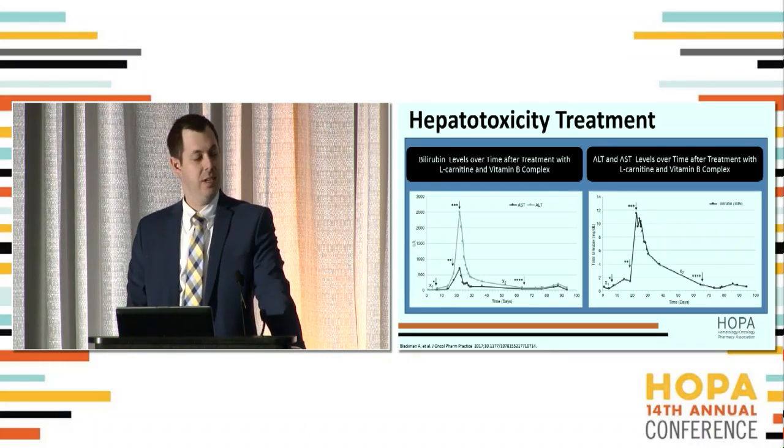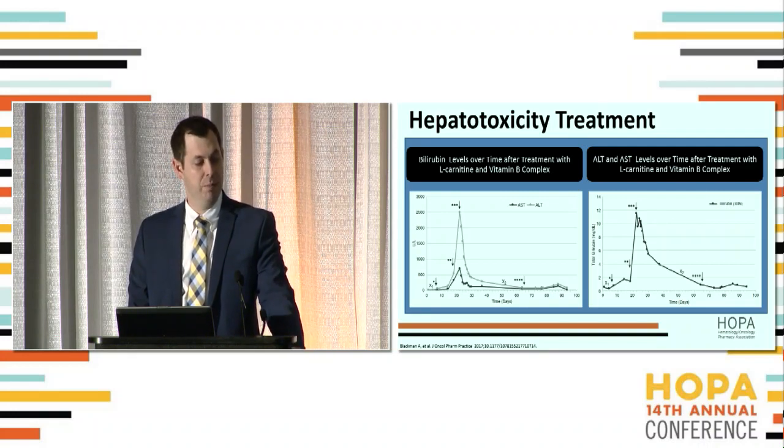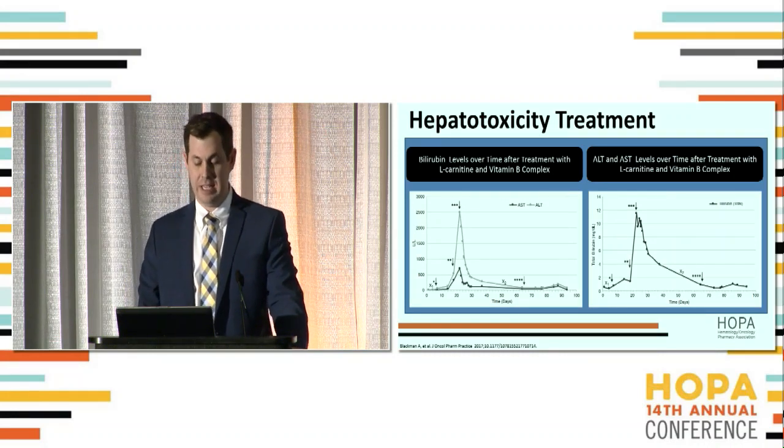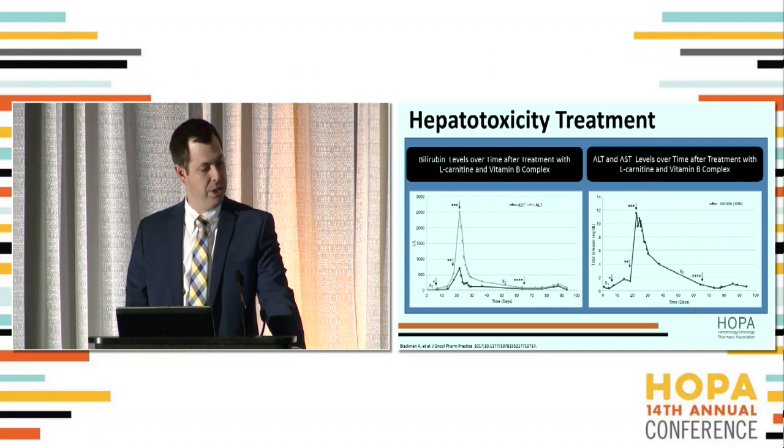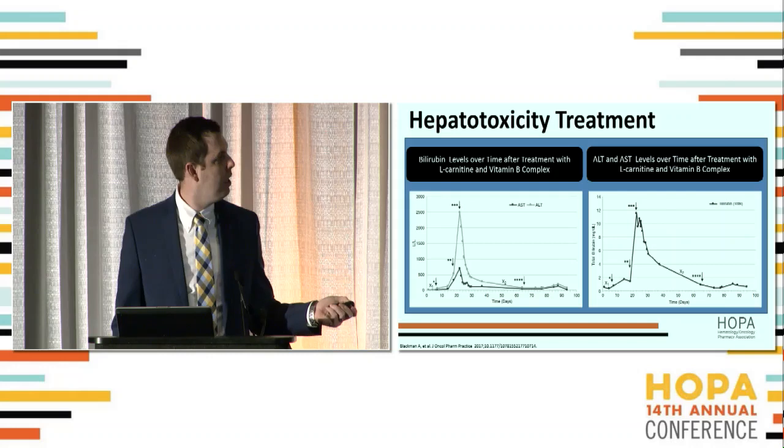So this is just a nice pictorial representation of one of these patients from a case report. You can see essentially these figures say the same thing. One is looking at bilirubin levels before and after treatment, and one is looking at ALT and AST levels before and after. Again, these are just mirror images essentially, just looking at different labs. Your first arrow pointing down is the first dose of asparaginase.